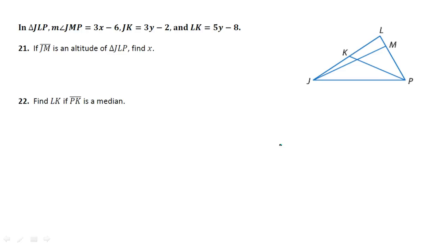Okay, 21 and 22 use the same picture. In triangle JLP, JMP is going to be 3x minus 6. JK is 3y minus 2. And LK is 5y minus 8. If JM is an altitude, that means that it would create right angles on that side. So we're going to find x by setting 3x minus 6 equal to 90. So that would be 3x is equal to 96. Then divide by 3 to get x is equal to 32.